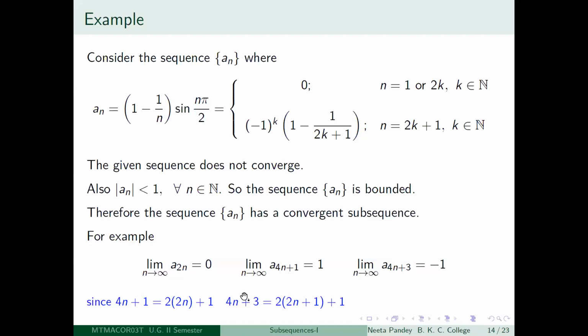And if you look at the terms of the sequence, they're either going to be even terms, which look like this, or they are going to be odd terms, and odd terms will have either the expression a4n plus 1, or the expression a4n plus 3. So your original sequence is partitioned into 3 subsequences, so to say. One subsequence consists of all even terms, which is converging to 0. One subsequence consists of all terms of the form a4n plus 1, which converges to 1. And one subsequence converges to minus 1, whose terms are of the form a4n plus 3.